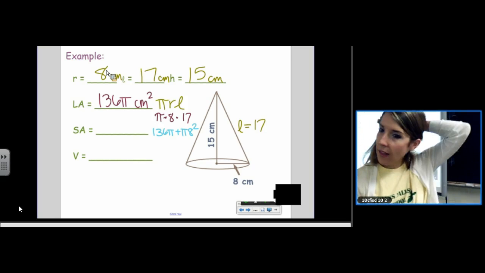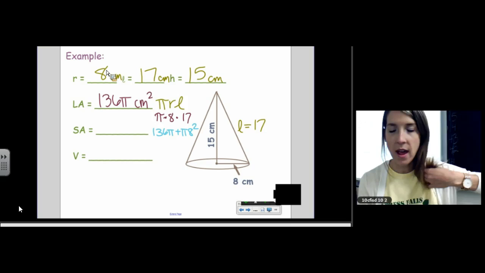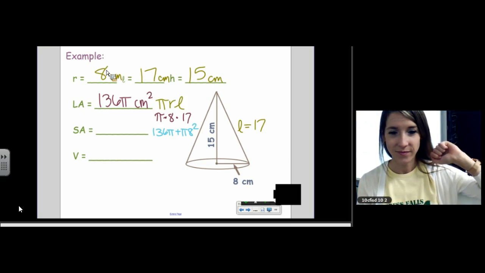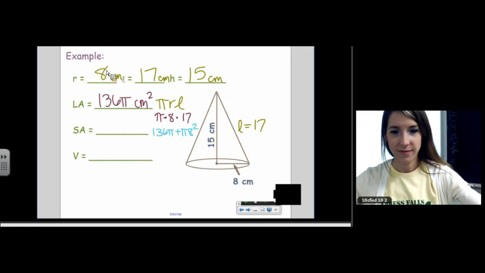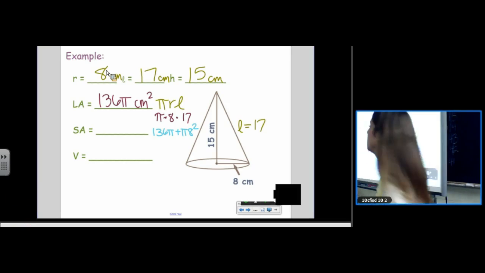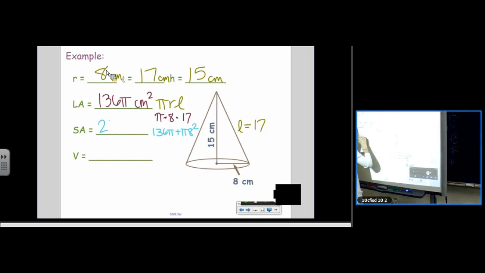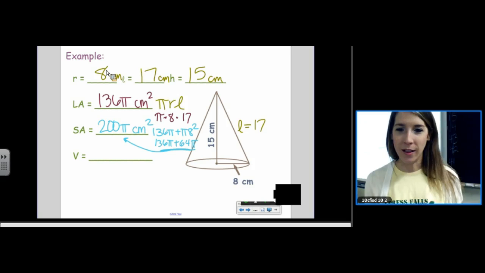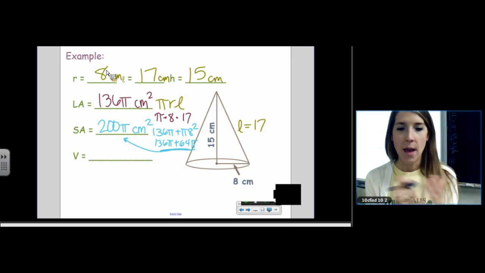And for the total surface area, you take the lateral surface area plus pi r squared. So you take the LA plus the B, pi r squared. Ends up being really pretty. What is it? Yep, 200 pi. Very good. So that was 136 pi plus 64 pi. Those are like terms. Since they both are in terms of pi, we are allowed to combine them as we add them and put them as one term.